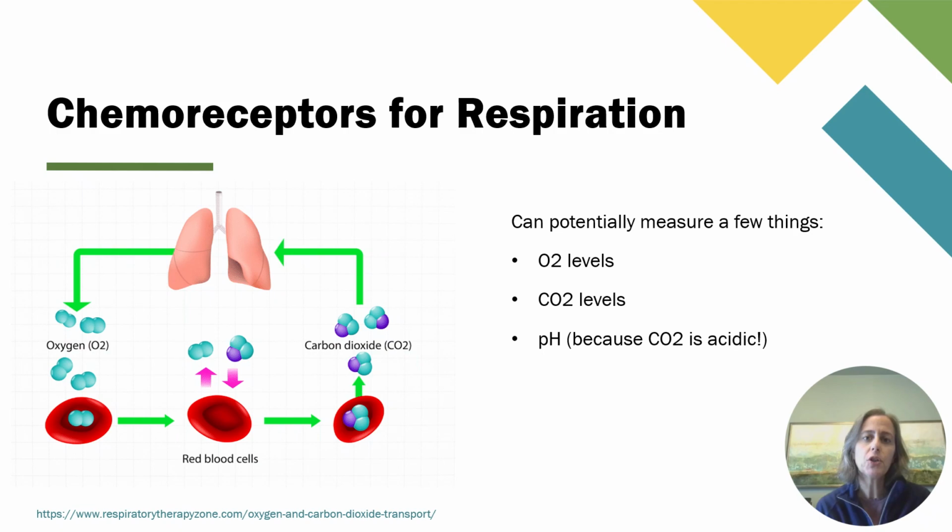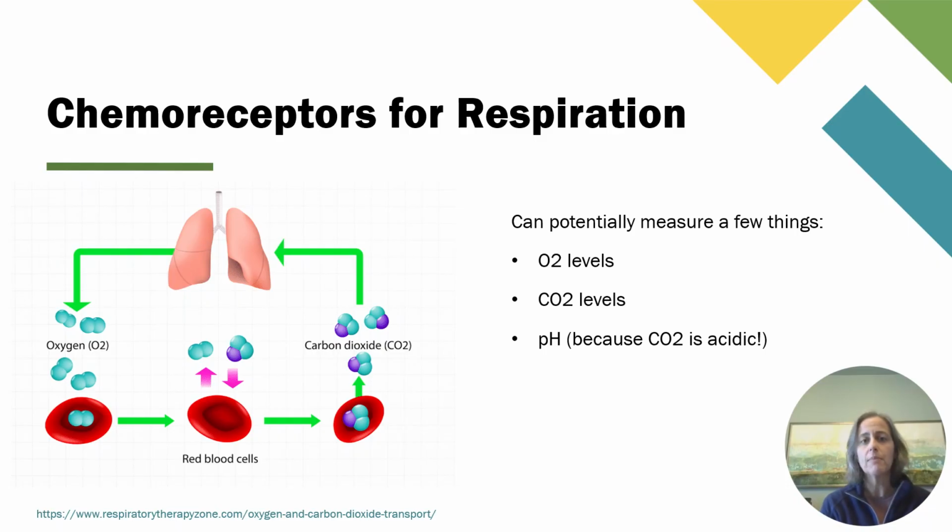So when it comes to chemoreceptors for respiration, it makes sense then that some of the things we might be measuring would be oxygen and carbon dioxide, right? We want oxygen levels to be high enough and we don't want carbon dioxide levels to get too high. But interestingly, we can also use pH.